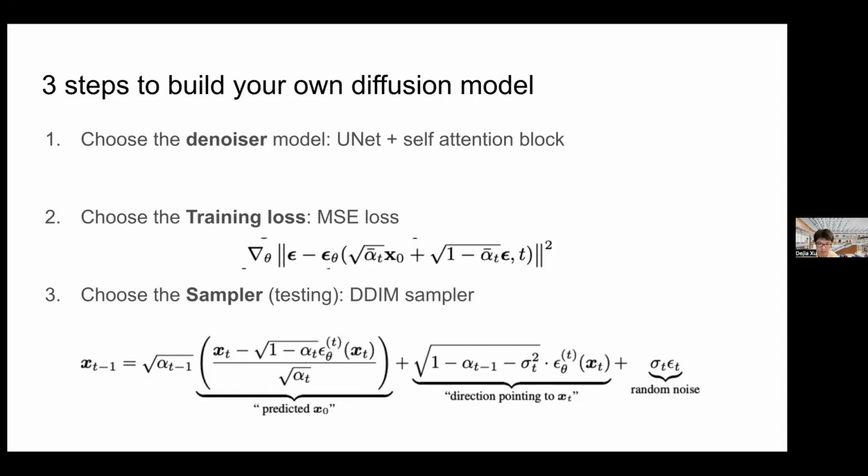And the last step is to choose your sampler. This is used when you test your diffusion model. The widely used sampler is called DDIM sampler, like we mentioned earlier. There are 3 components: the X0 prediction, the XT direction, and the random noise. So now you already know how to build your own diffusion model. It's relatively simple. And next, I'm going to take a few slides and talk about the latent diffusion model.